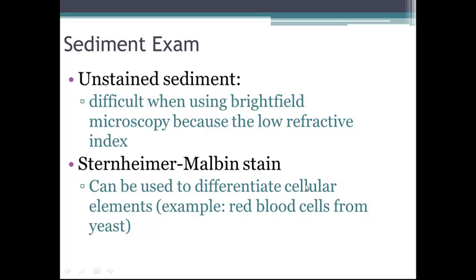At this point, we would add stain to the sediment, because unstained sediment is difficult to see with a bright field microscope due to the low refractive index of the urine and the sediment. So we would add Sternheimer-Malbin stain, and you just need 1 drop. It is used to differentiate cellular elements such as red blood cells and yeast. Red blood cells will turn a purplish, reddish, pinkish color, and yeast will remain white or yellowish in color.